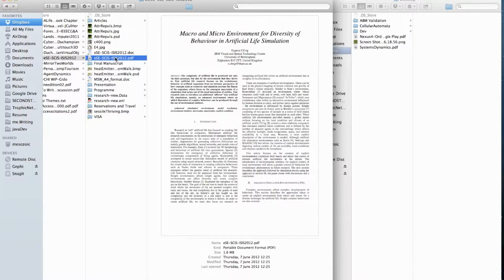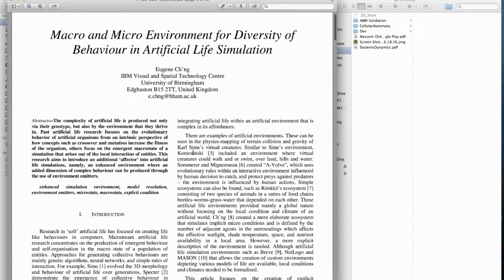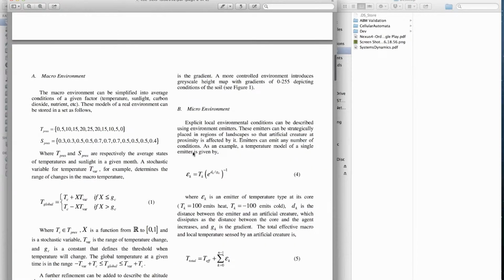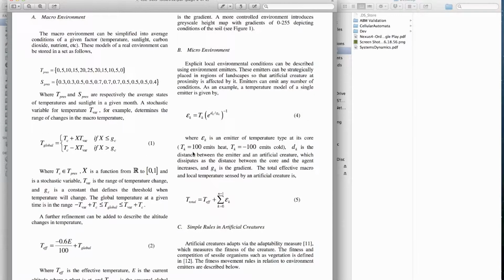Now, environment isn't similar across a large span of landscape, as different areas have different temperatures and also other environmental factors. So this paper mainly attempts to simulate the micro environment, but also the macro environment of an agent-based model.